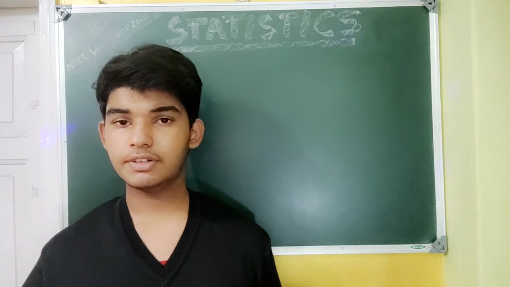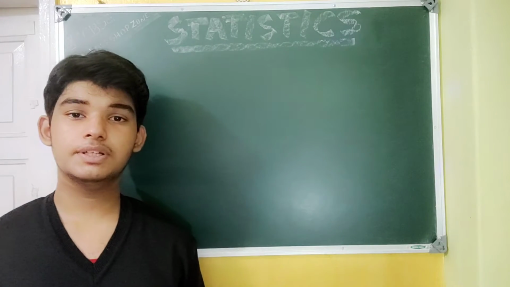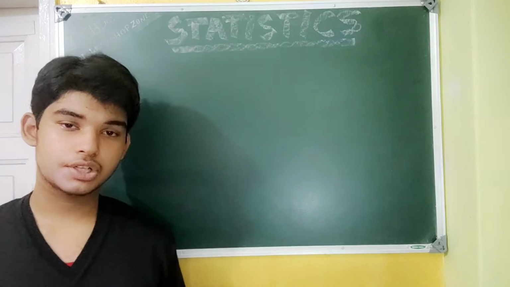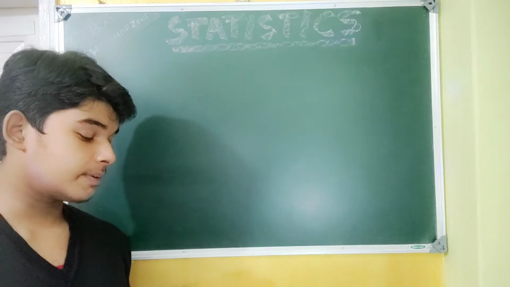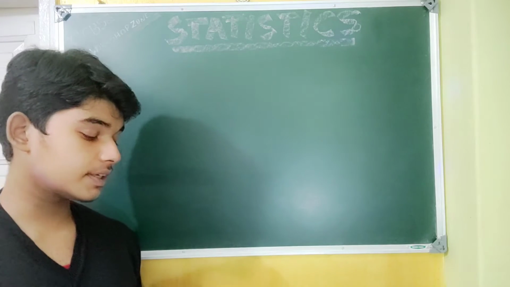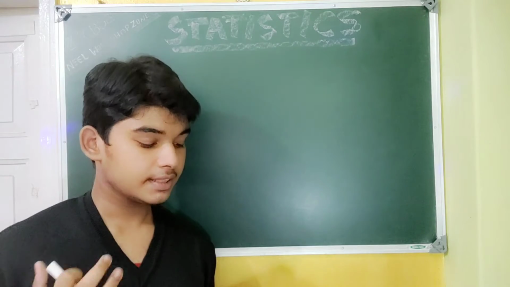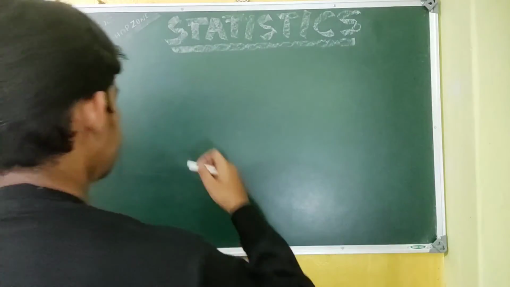So to do the step deviation method we obviously need a question. So here I have a question with me, so we'll try to solve the question. The question goes as follows. 30 women were examined in a hospital by a doctor and the number of heartbeats per minute were recorded and summarized as follows. Find the mean heartbeats per minute for these women. So let's draw a table.